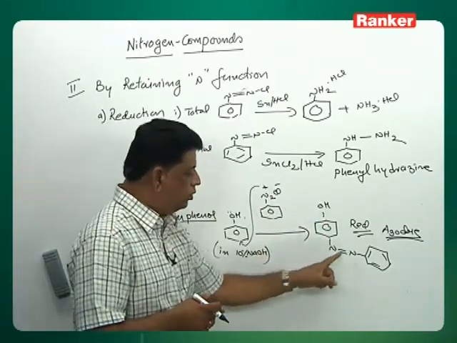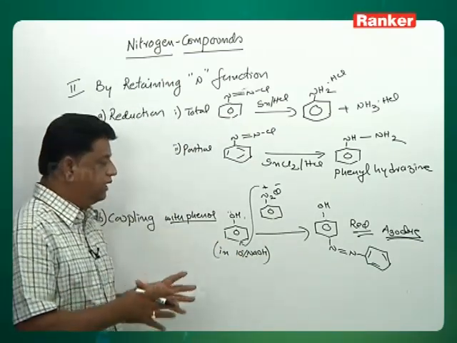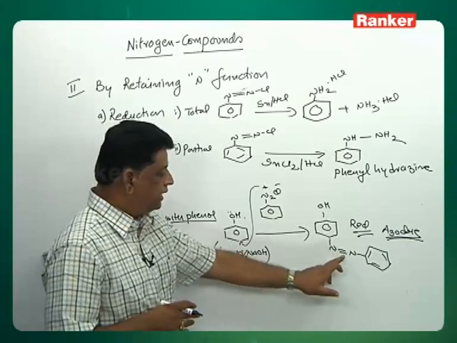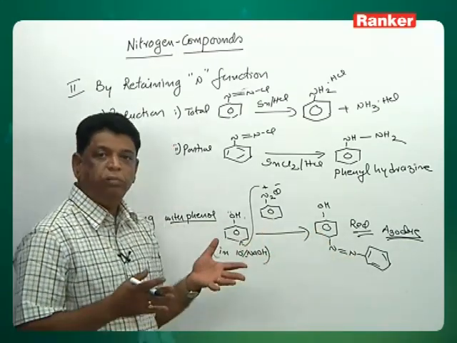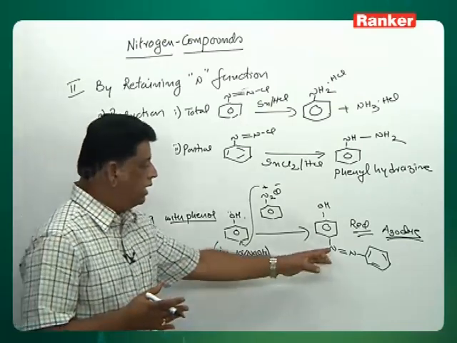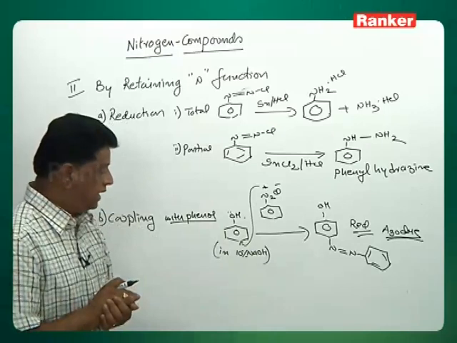This N=N group is a color producing group called the chromophoric group. That group is responsible. If it is reduced, for example if H2 is added, the two benzenes separate and it will become colorless. So the N=N group is responsible for the extended conjugation, therefore the compound is colored.